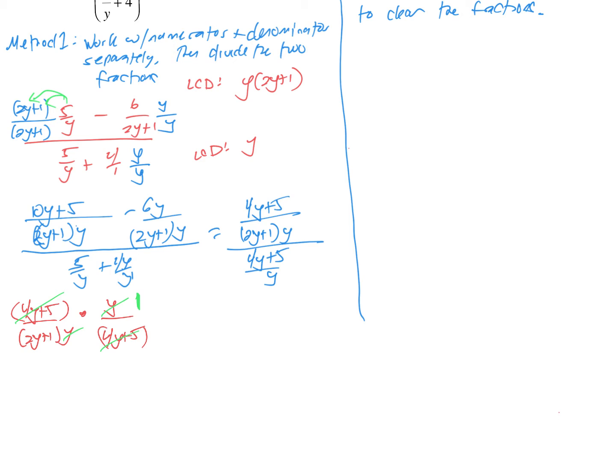So the simplified expression is 1 over 2y plus 1, but we need to make sure that we exclude any values that made the factors from the denominator that we canceled out equal to 0. So what are those values? Well, one comes from y, which is just 0. And then the other value comes from the second factor that we canceled out, which is 4y plus 5. That can't be 0, so we subtract 5 from both sides and then divide both sides of the equation by 4. So y is not equal to negative 5/4 or 0.